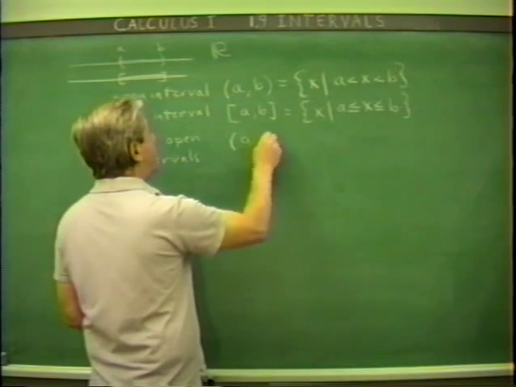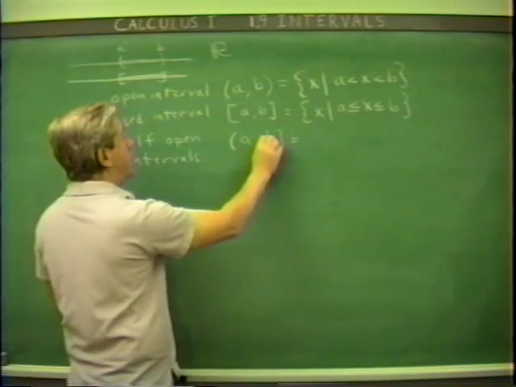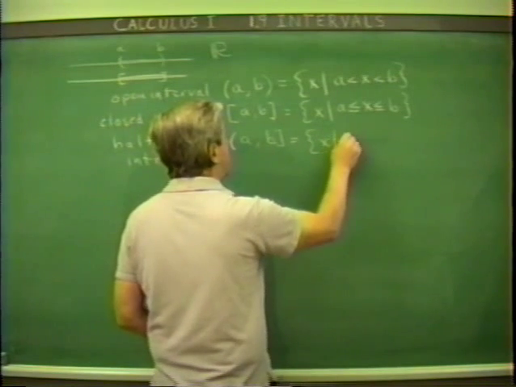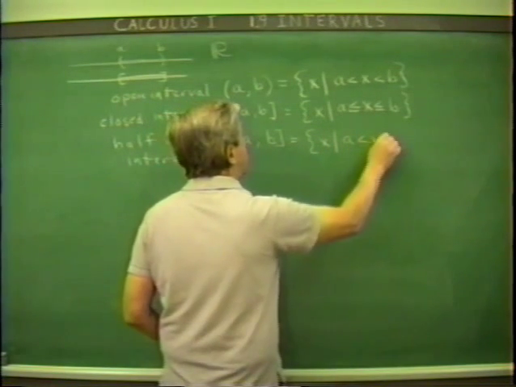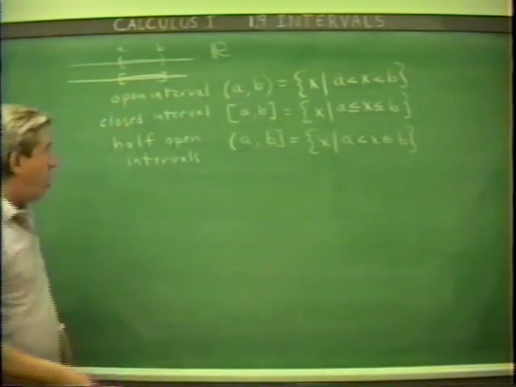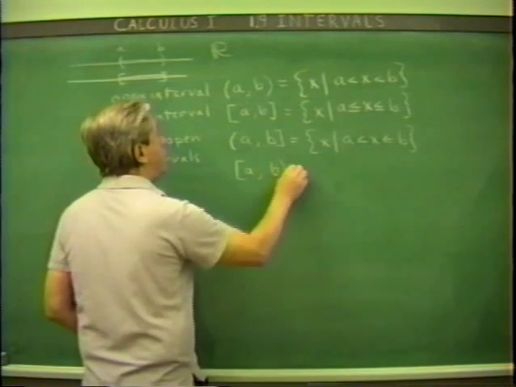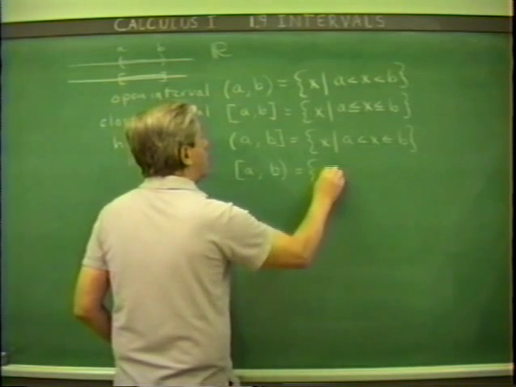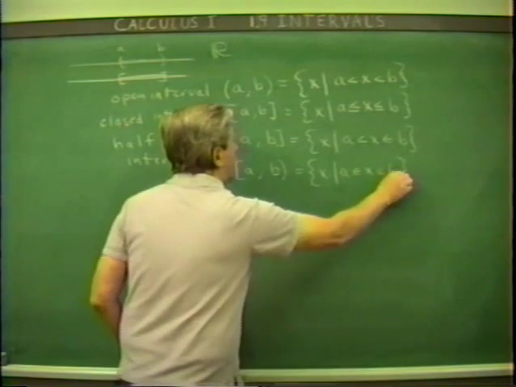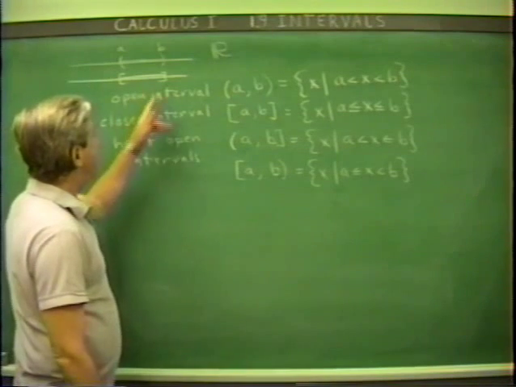They're always called half open intervals, never half closed intervals. We could include B, but exclude A, like so. The square bracket means the B is included, the rounded bracket means it's excluded. The set of X such that A is less than X is less than or equal to B. Or A included and B excluded, the set of X such that A is less than or equal to X is less than B.